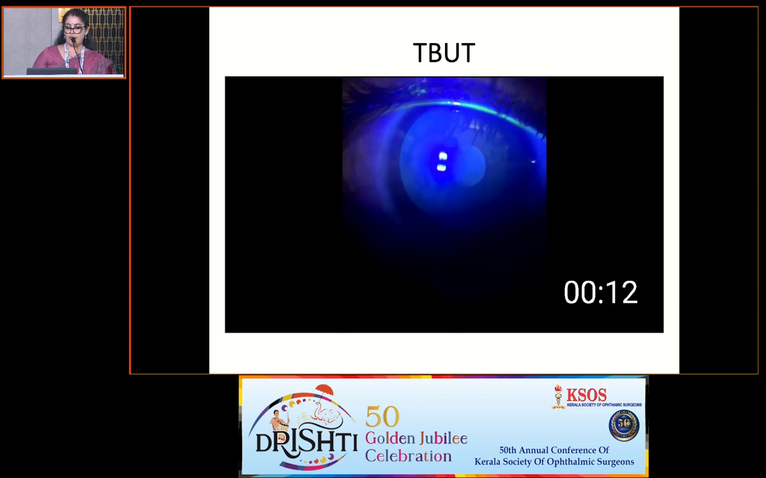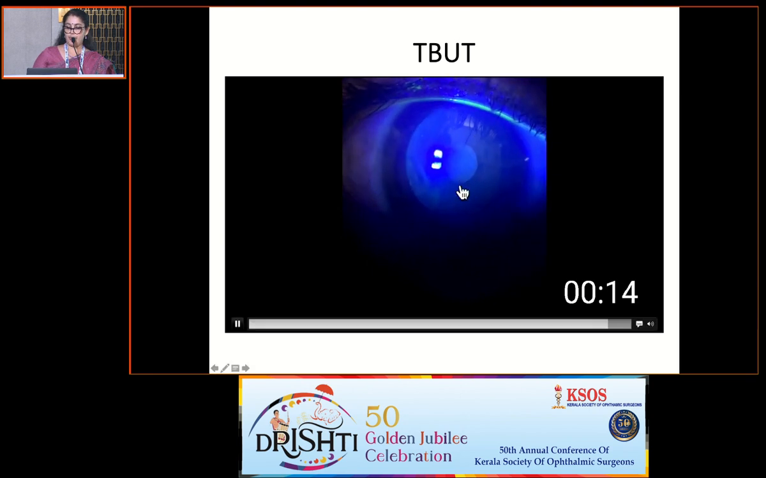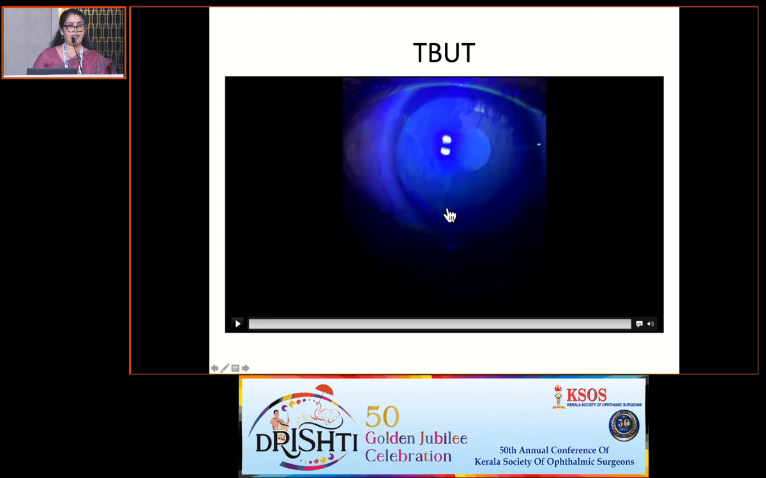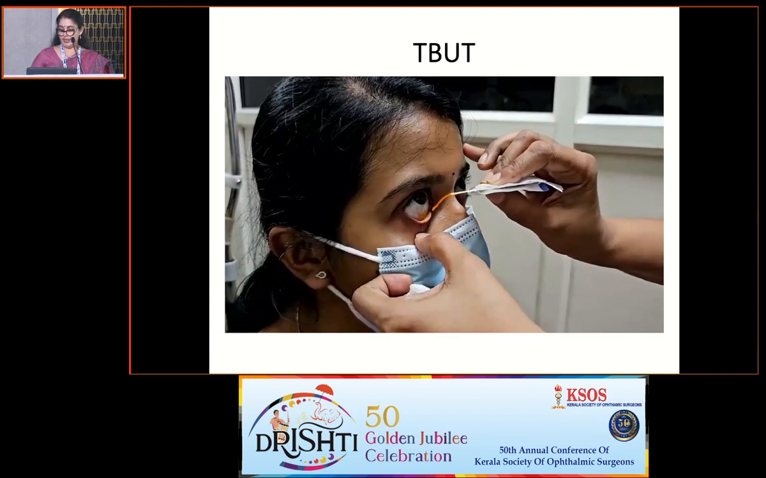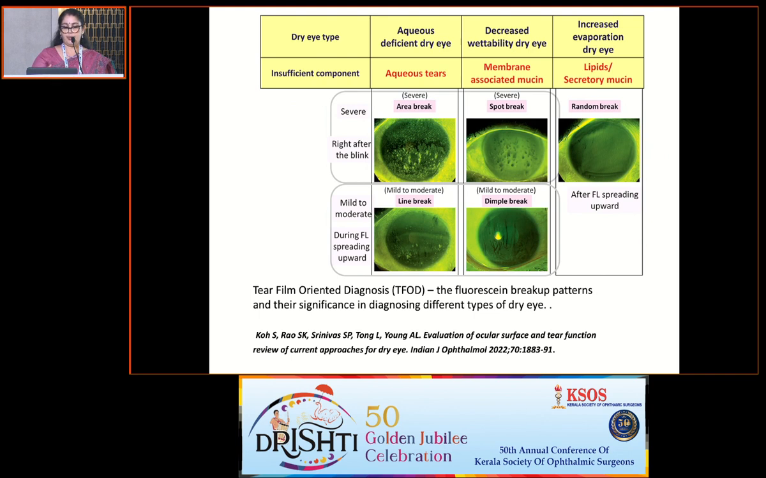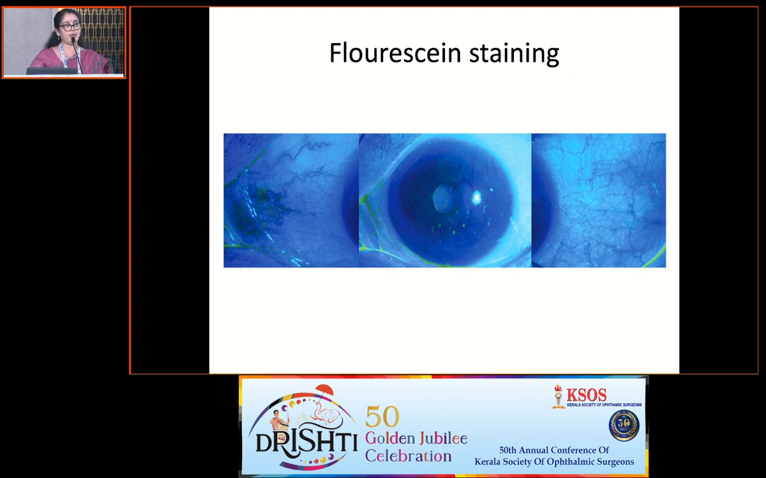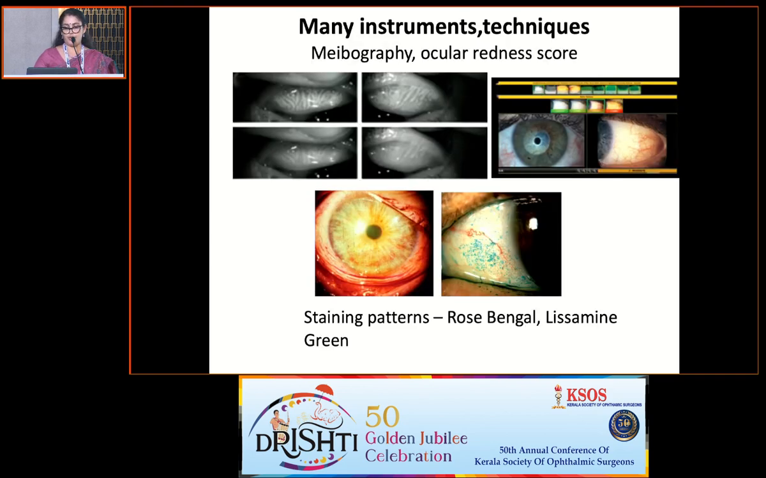So I don't know whether it's clear, but the first dry spot appeared around here at around 10 seconds. So less than 10 seconds indicates tear film instability. So it is actually quite easy to do, and the pattern of the breakup also gives an idea of what sort of dry eye it is. Similarly, we have already put fluorescein, so after 1 to 2 minutes, just take some time to note the fluorescein staining pattern, which could also give you an idea of what type it is, evaporative or aqueous deficient.